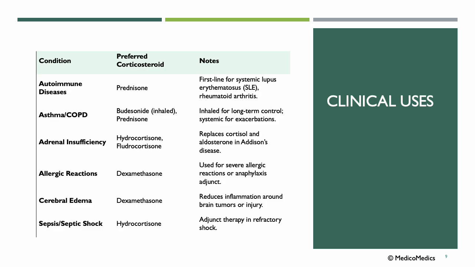Now, different corticosteroids are preferred, of course, depending on the clinical condition and the desired route or duration of action. So in autoimmune diseases, for example, like lupus or rheumatoid arthritis, prednisone is commonly used due to its strong systemic anti-inflammatory effects. What about in asthma or COPD? Here we have inhaled budesonide, and it is preferred for long-term control, while oral prednisone is used during acute exacerbations.